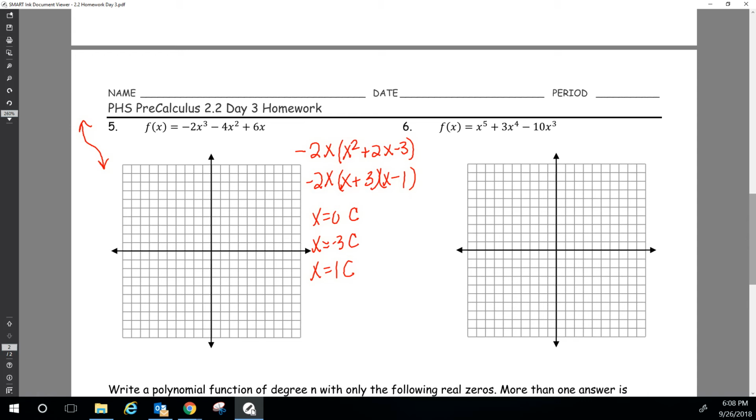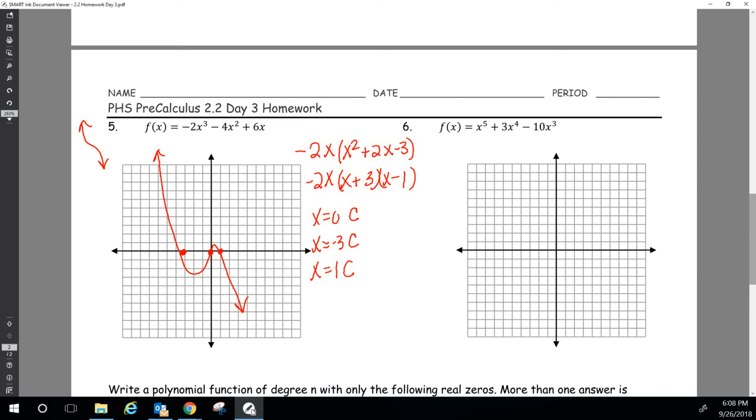We're going to start high, end up low. We're crossing at 0, and negative 3, and positive 1. So starting up here, crossing, crossing, crossing. There you go. Feel free to be even more creative than that on your test.